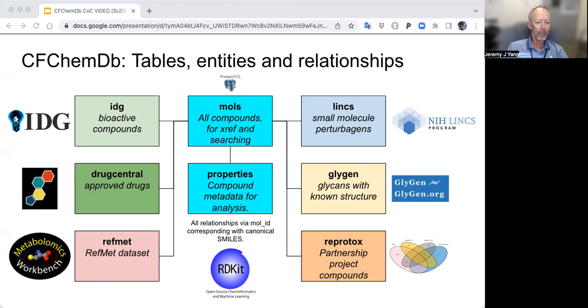RDKit has become the premier open source cheminformatics toolkit created by Greg Landrum, now developed and maintained by an international, vibrant community of leading cheminformatics developers and researchers.